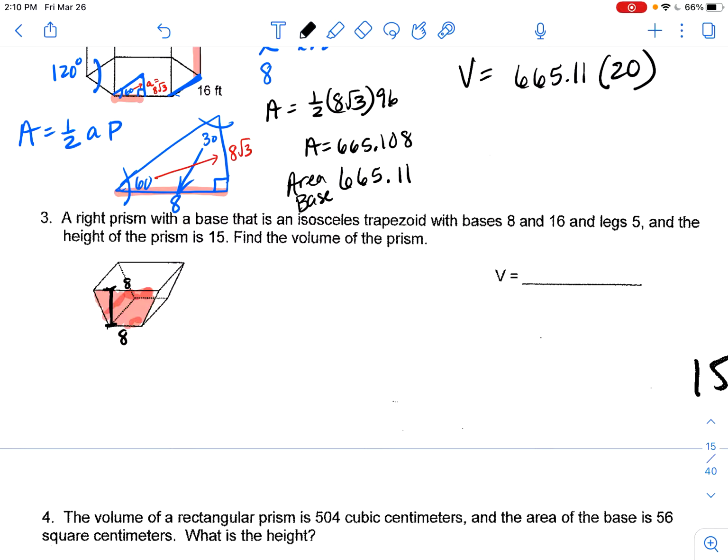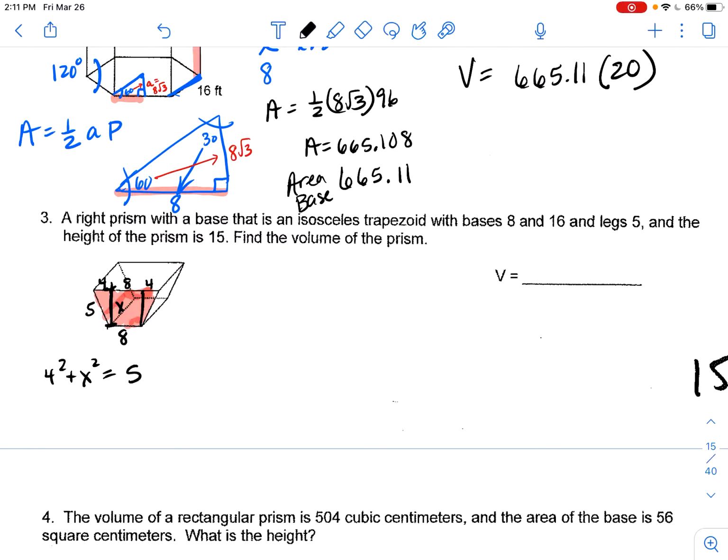So this is 8. That means this piece here is 8. Legs are 5. And that means that this little piece here and this little piece are both 4, because this base is 16. So 8 and 4 and 4 is 16, and then this guy is 8. So anyway, I need to try to find this guy. So I'm going to have to do some Pythagorean theorem.